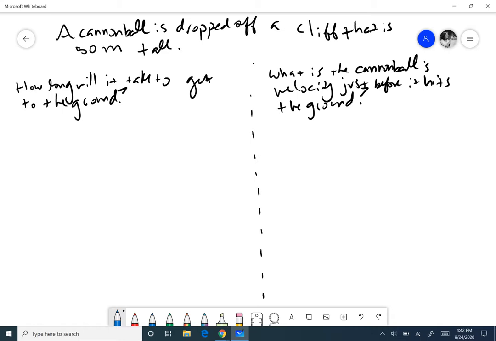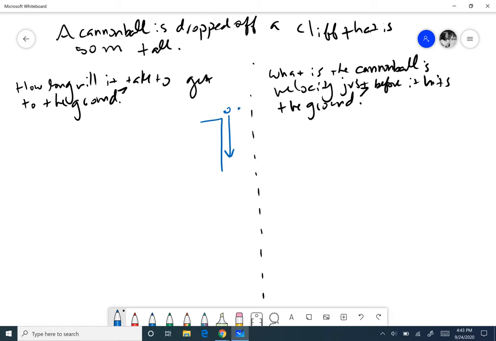Since it's just being dropped, there really is only motion in one direction. That's in the y direction, right? So if I've got my cannonball, it's being dropped off the cliff, it's just going to move down, right? There's no horizontal displacement. So it is a projectile, but really it's just an object in free fall, which means that the only acceleration it's experiencing and the only force it's experiencing is gravity. Okay, so just a little motion map to get us started.